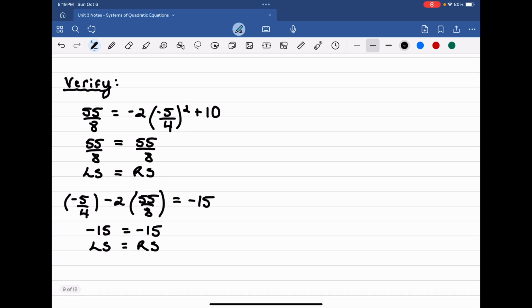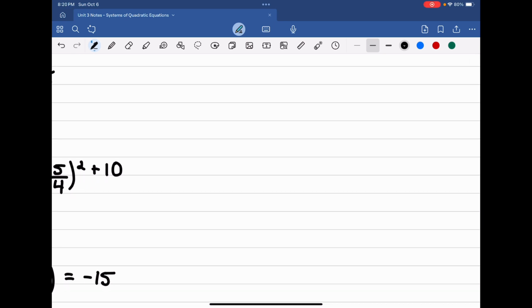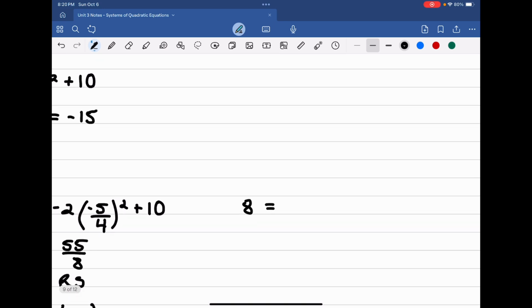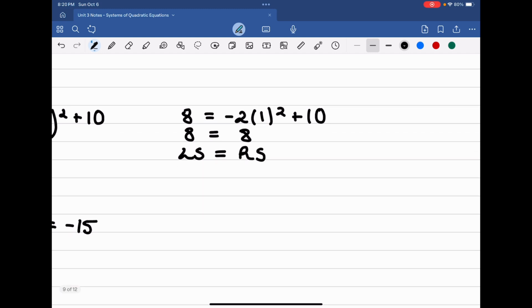Now, this is one step. We verified the one answer. We got to verify both answers. So I'm going to take the second point, which was 1 and 8, and plug them into both equations. So starting off with our first equation, it was y, or 8, is equal to our negative 2x, which is negative 2 times 1 squared plus 10. This gives us 8 is equal to 8, or the left-hand side is equal to the right-hand side.